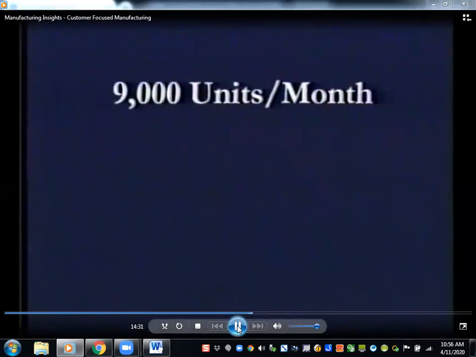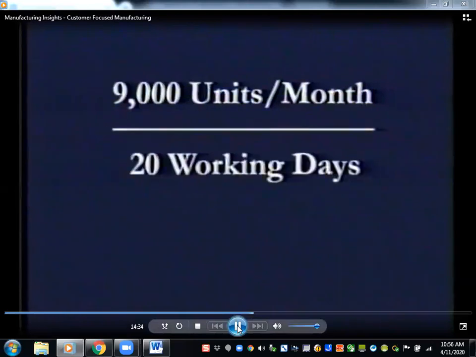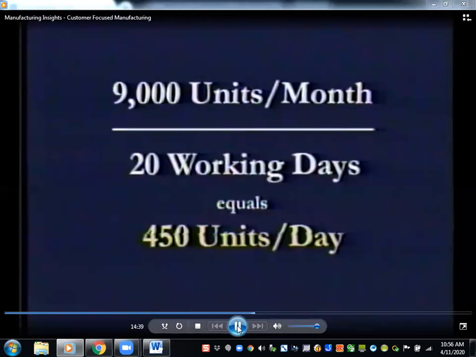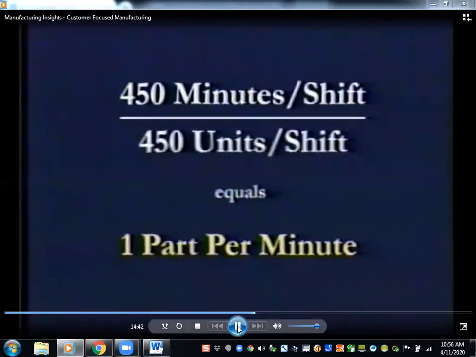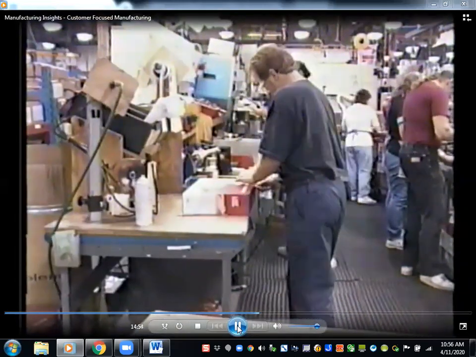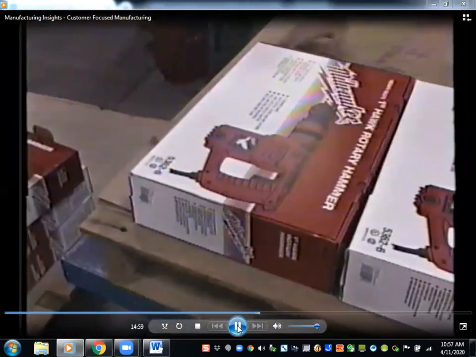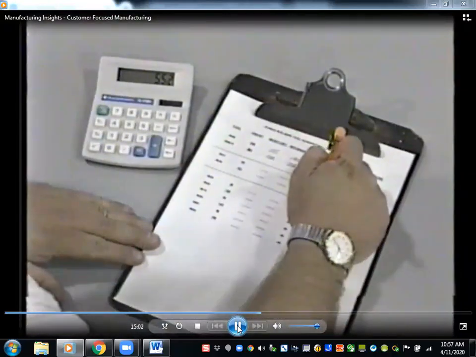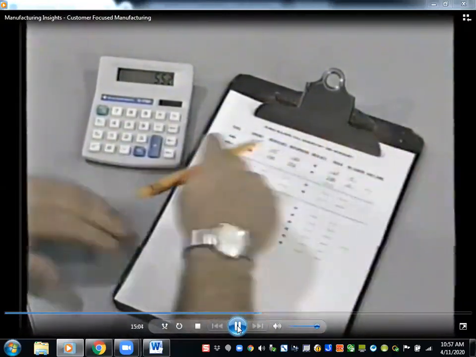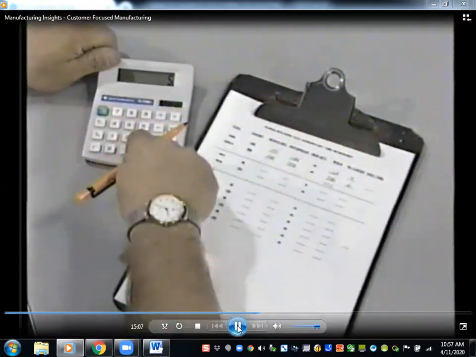If a customer's monthly requirement is 9,000 units and there are 20 working days per month, the customer's requirements equal 450 units per day. Applying these results to the formula produces this result. The cell members now know that they must produce 1 part per minute to satisfy the customer's requirements. This information tells the cell members how many machines and machine operators must be assigned to production to meet this goal. That time is probably one of the most important aspects of cellular manufacturing because it's a measure of how we define our customers' requirements.